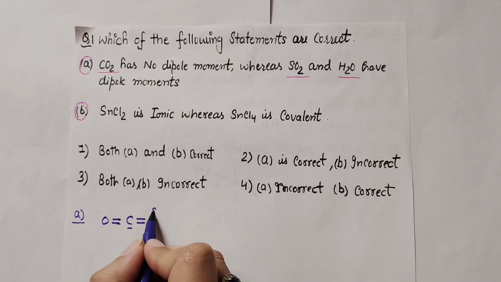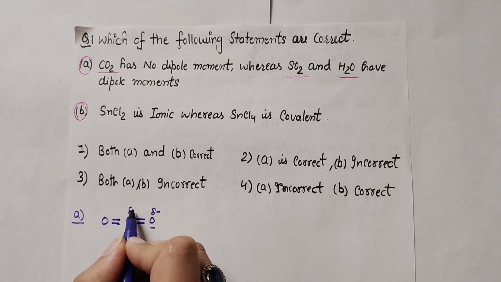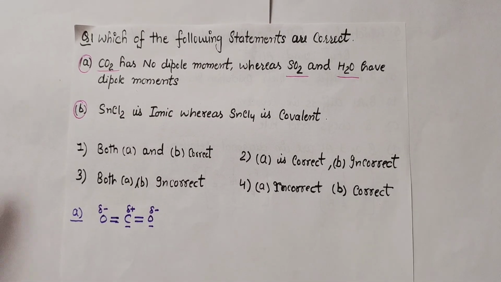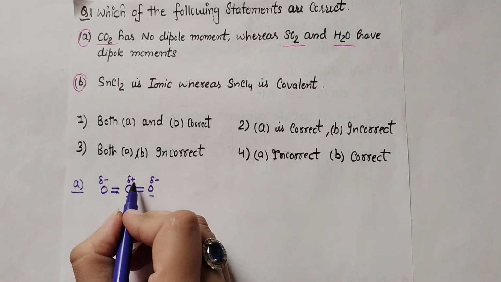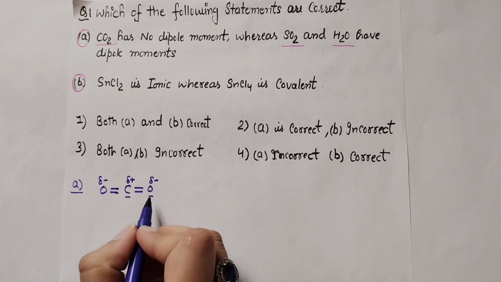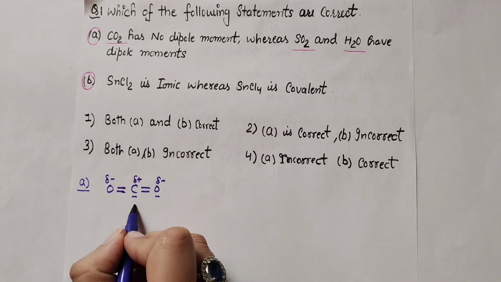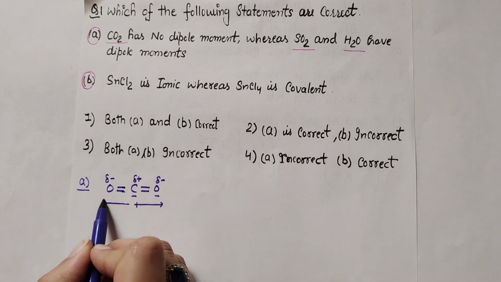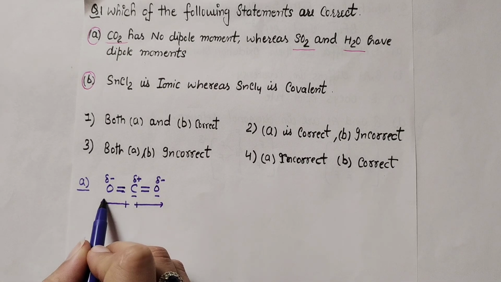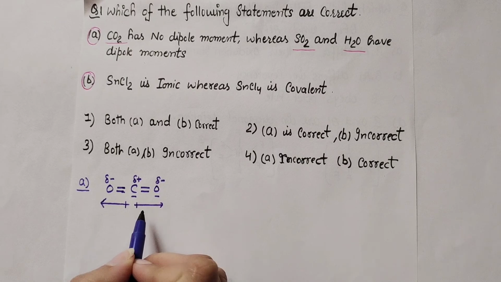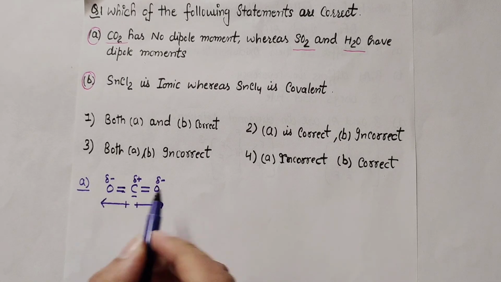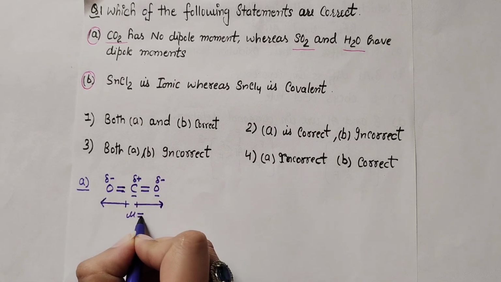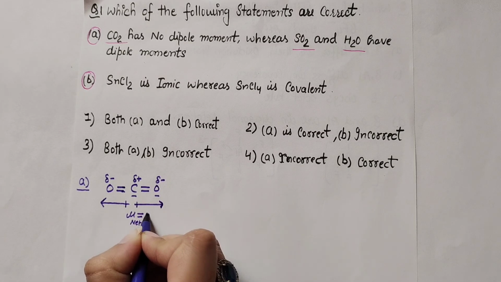That means a delta negative charge will be produced on the oxygen atoms and there will be a delta positive charge over the carbon atom. Due to this partial polarity there will be a dipole moment, and its direction will be from positive to negative. So here is the dipole moment in this direction, and for the other bond there will be a dipole moment in the opposite direction. Because these two dipole moments are of equal magnitude and in opposite directions, they will cancel out. So the net dipole moment for this molecule will be 0.